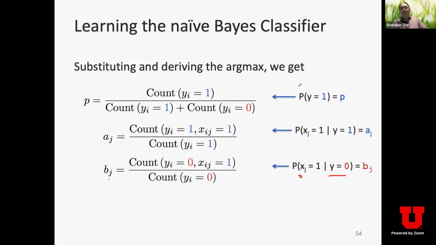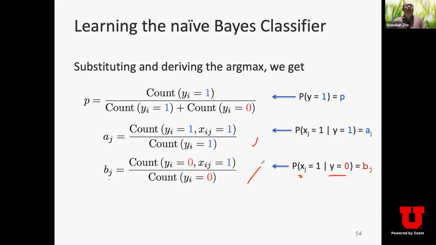You need to count all the values, right? But what if the data is very sparse? What if some count is equal to 0? If some count is 0, then you cannot use that. If some aj's are 0, then when you do the multiplication, it will make your whole probability 0, right? You cannot use it.